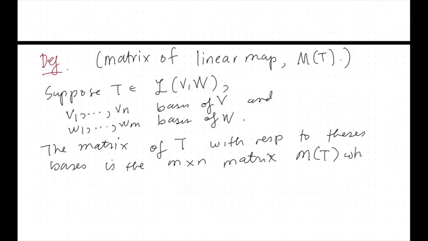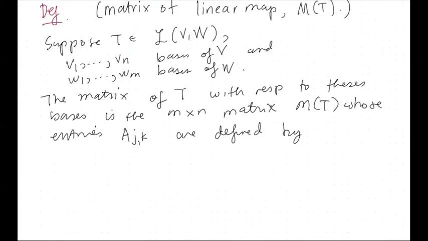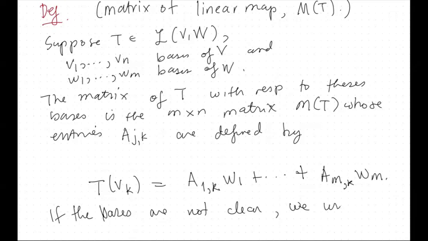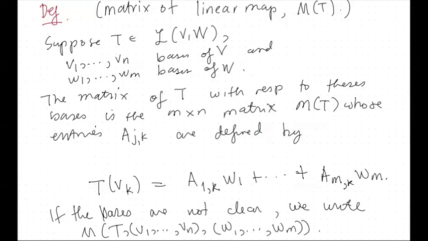Whose entries A, J, K are defined by the following: T of VK is equal to A1K W1 plus ... plus AMK WM. And if the bases are not clear, we write M and then T here, and then the first basis V1 to Vn, and the second basis, the basis of vector space W. So that's the notation.